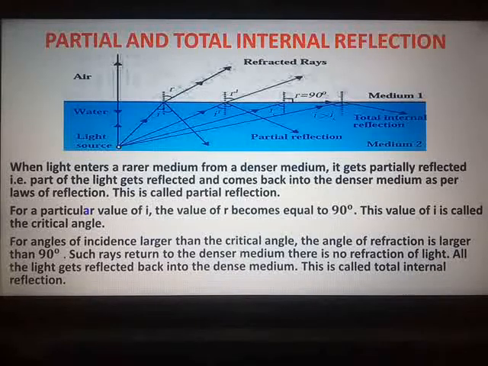With this we complete the explanation of chapter number 6, that is refraction of light. So without wasting a single minute, let us begin with the textual exercise.